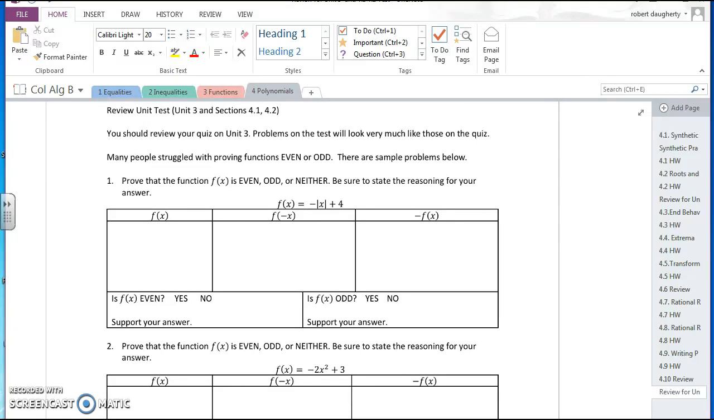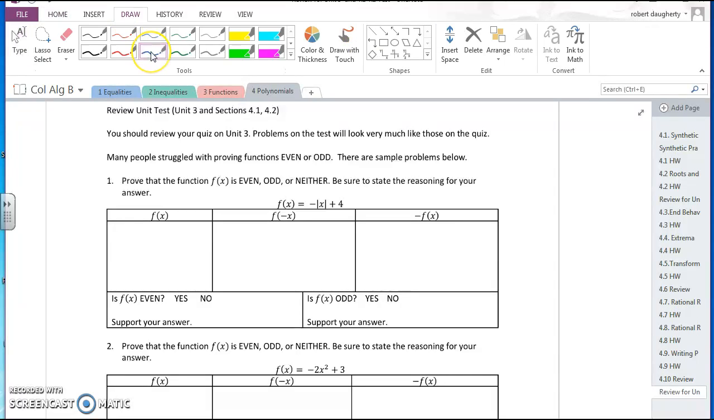Okay, reviewing today for our upcoming unit test: Unit 3 and sections 4.1 and 4.2. You should review the previous quiz. From Unit 3, everything on the unit test will look a lot like what you saw on the quiz. Things that people consistently underperformed on: one was algebraically proving that functions are even or odd.